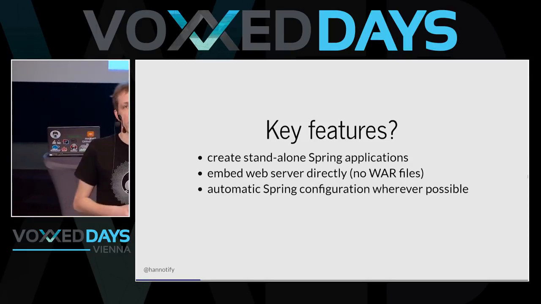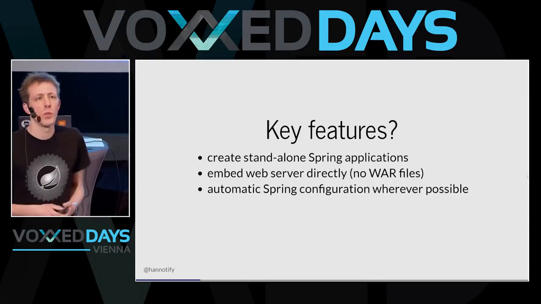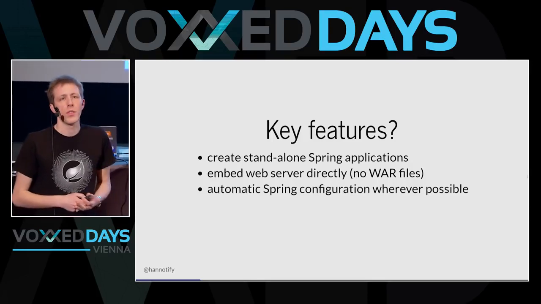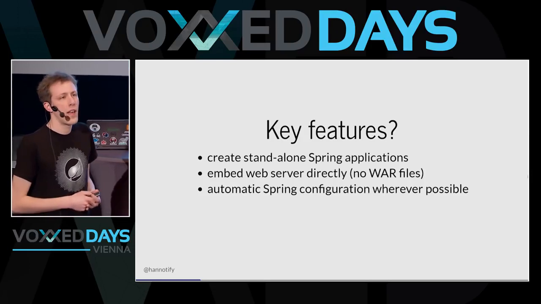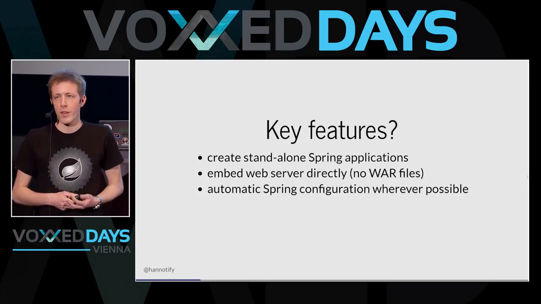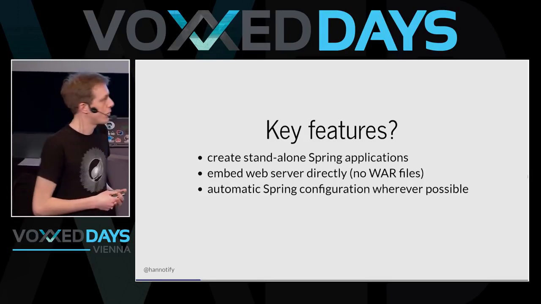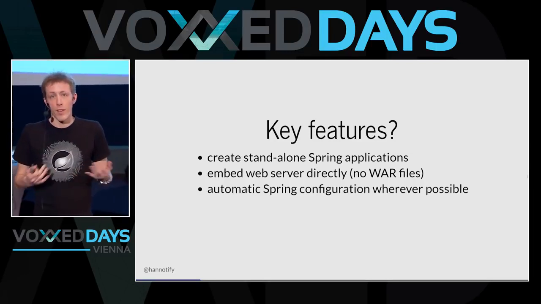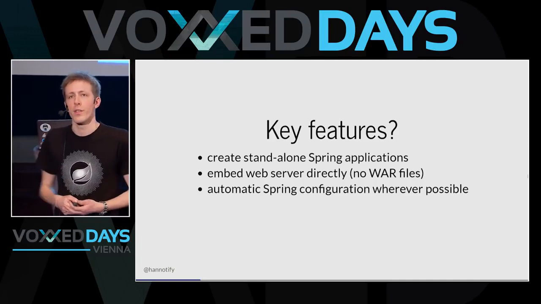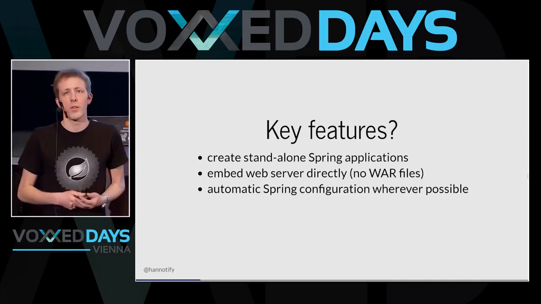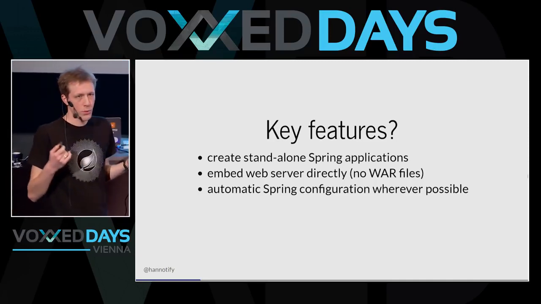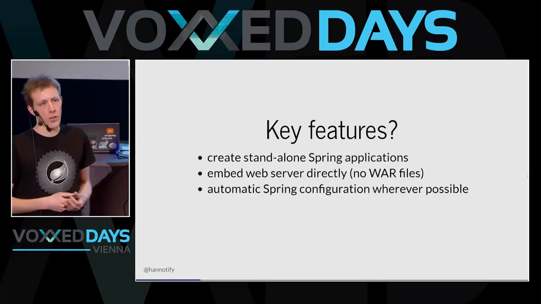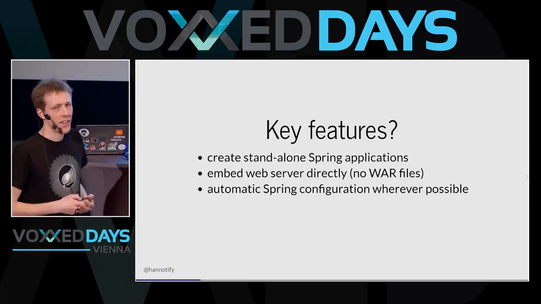So for example, in a classic Spring application, you would always have to use the component scan annotation to tell the Spring framework where all your Spring beans would be. In Spring Boot, this is done automatically wherever possible. So if you stick to the defaults, your components will be found automatically. Of course, when you don't want to stick to the default, you need some custom configuration. But in that case, that's your own choice.